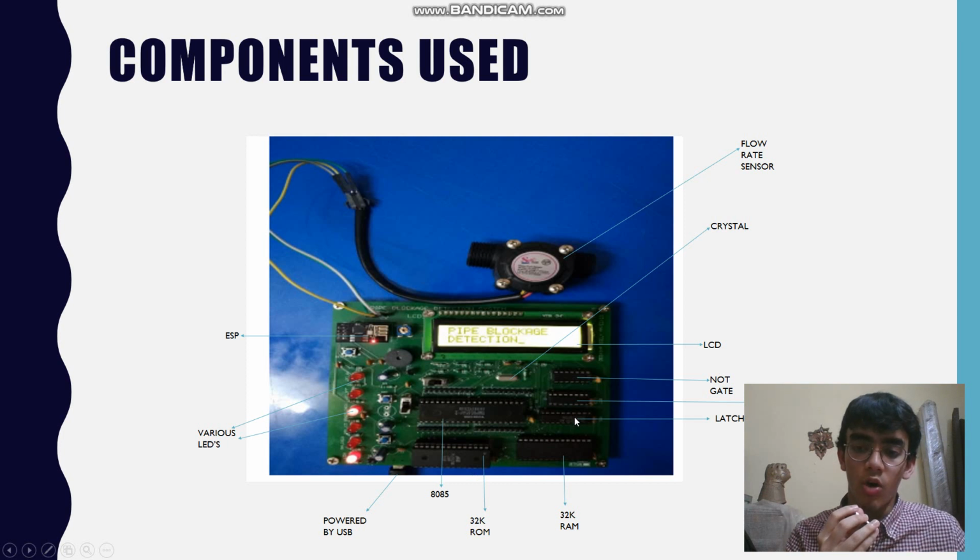The latch, octal D latch, helps to demultiplex the AD0 to AD7 lines. The decoder, 3 to 8 decoder, used for decoding logic. The NOT gates used for chip select. The LCD screen. The crystal, which is about a frequency of 10 megahertz. The flow rate sensor. The ESP Wi-Fi module, which interfaces the 8085 and the website, and we have the various LEDs as output.